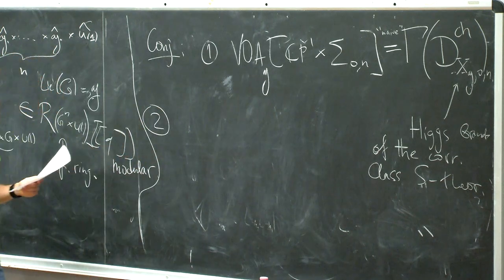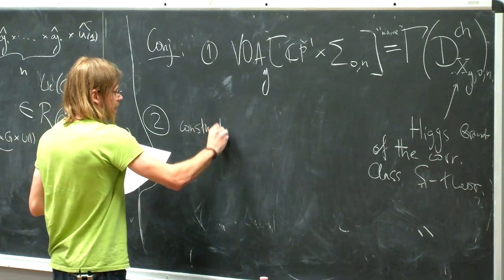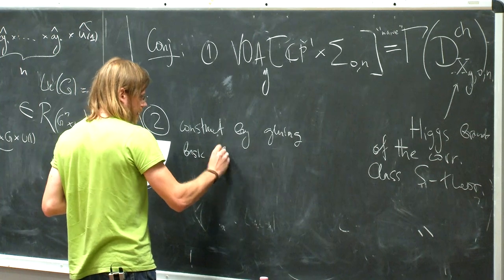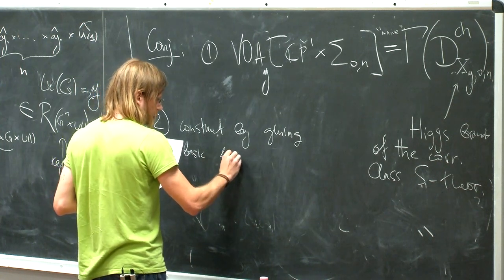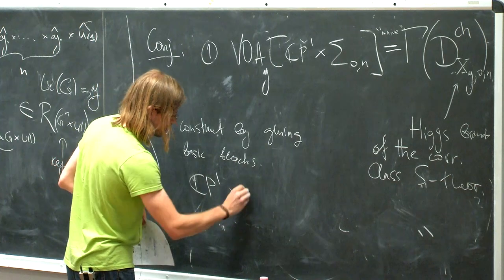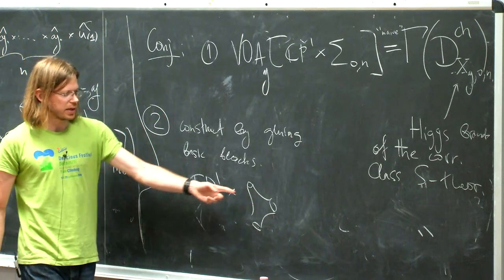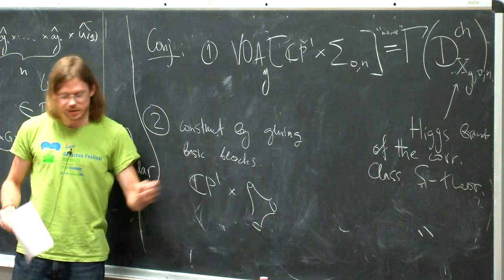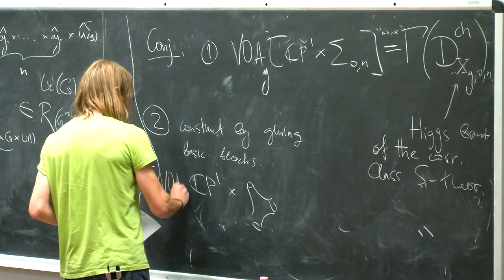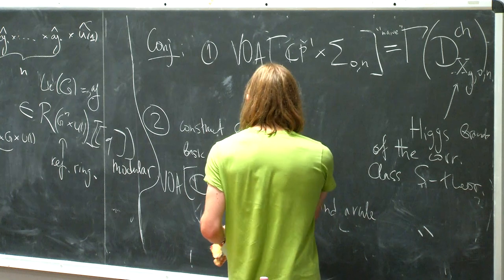Another way to construct this is by gluing basic pieces, basic blocks. Any Riemann surface can be split into pairs of pants, so it should be enough to say what this is for a pair of pants times CP1, and to say how you should glue these things. In a sense, you want to consider the VOA of this and a rule on VOAs for gluing.